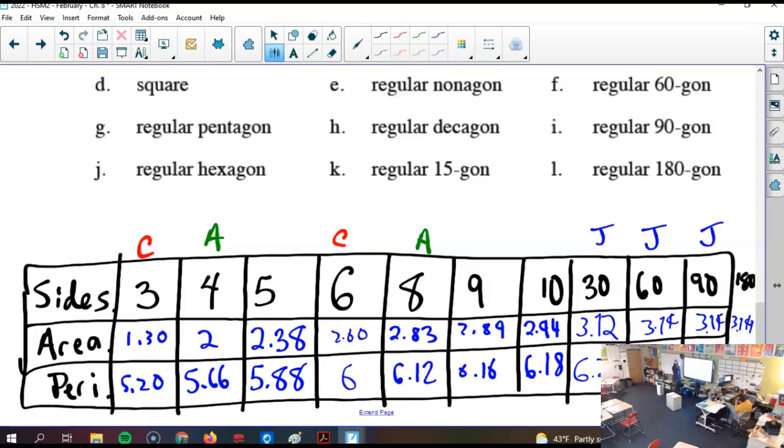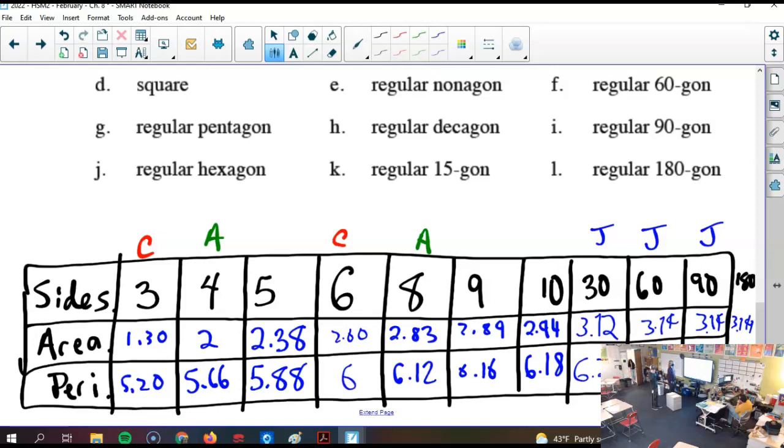I think what Jake said was that the 60-gon, 90-gon, and 180-gon actually got the same values. He just wrote extra decimals on the paper. Anyone recognize anything about what these numbers are slowing down at? We're getting close to pi. Yeah, because they are pi.